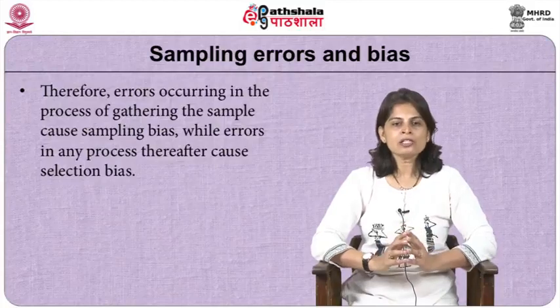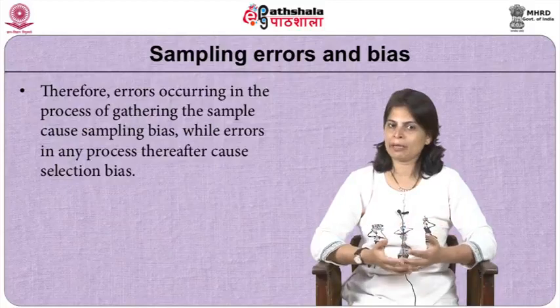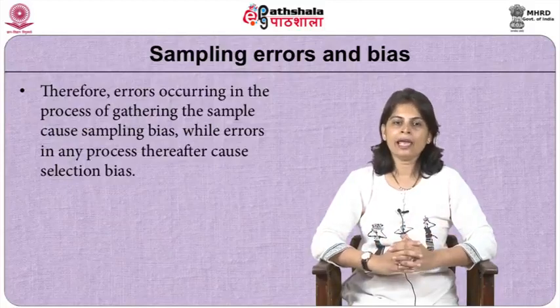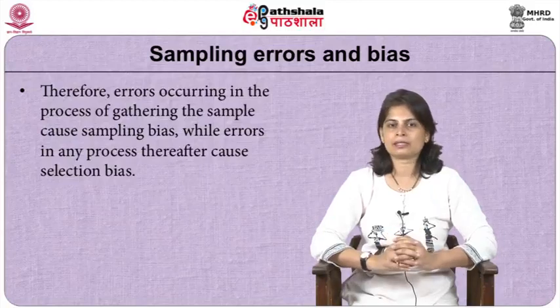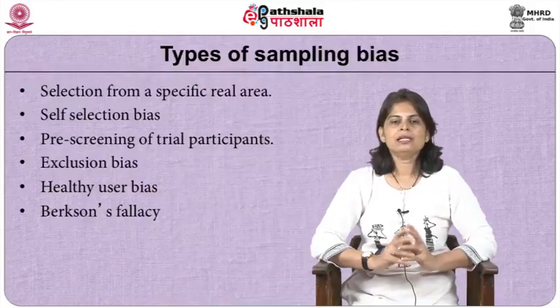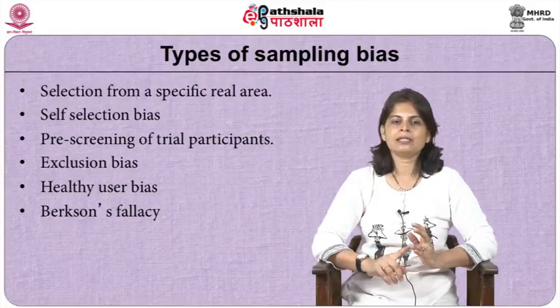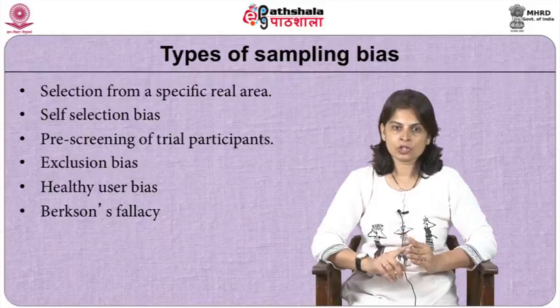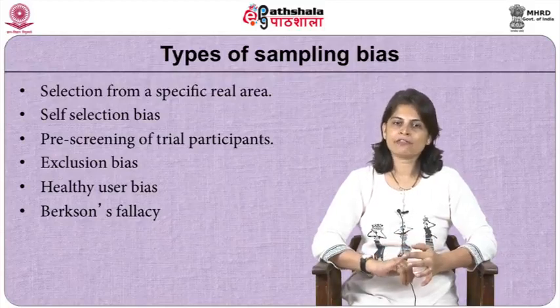Therefore, errors which occur in the process of gathering the sample cause sampling bias, while errors in the process thereafter cause selection bias. What are the types of sampling bias? These include selection from a specific area, self-selection bias, pre-screening of trial participants, exclusion bias, healthy user bias and Berkson's fallacy.